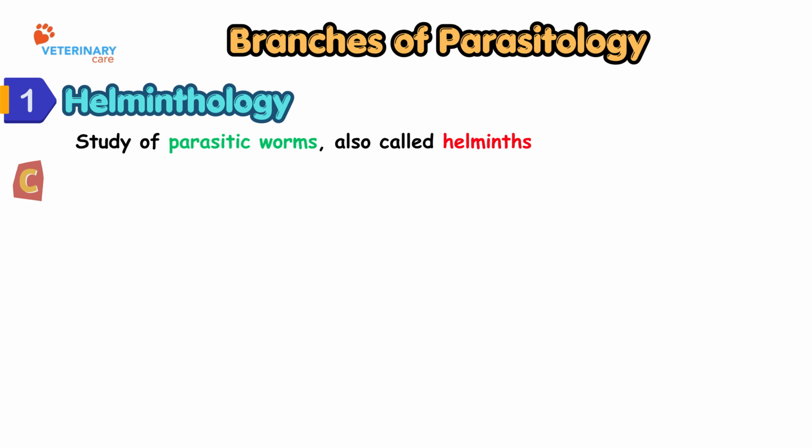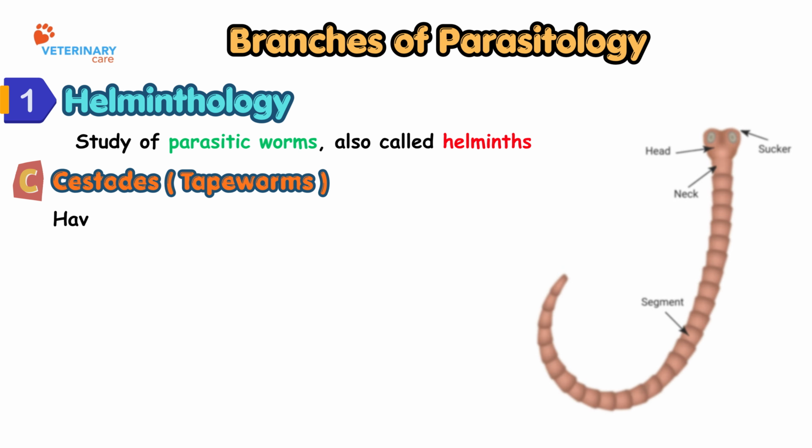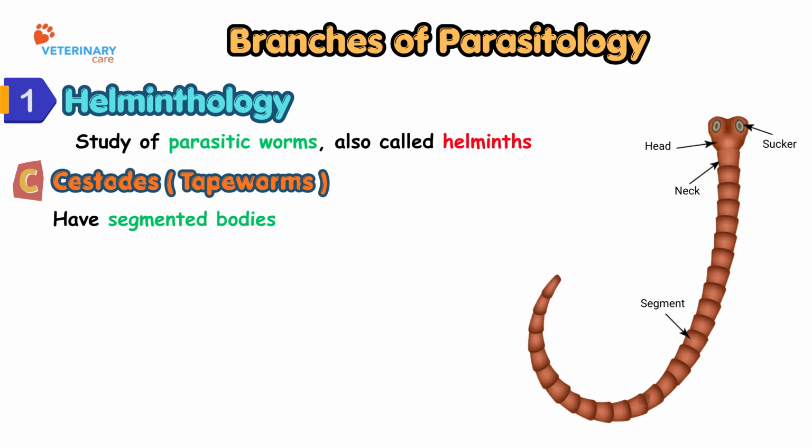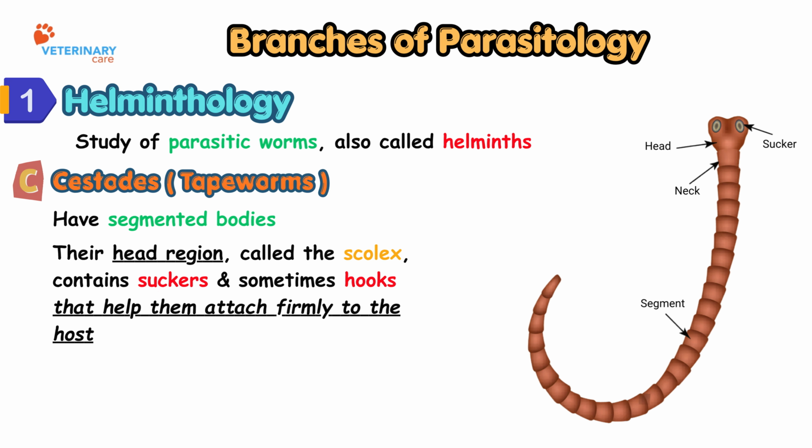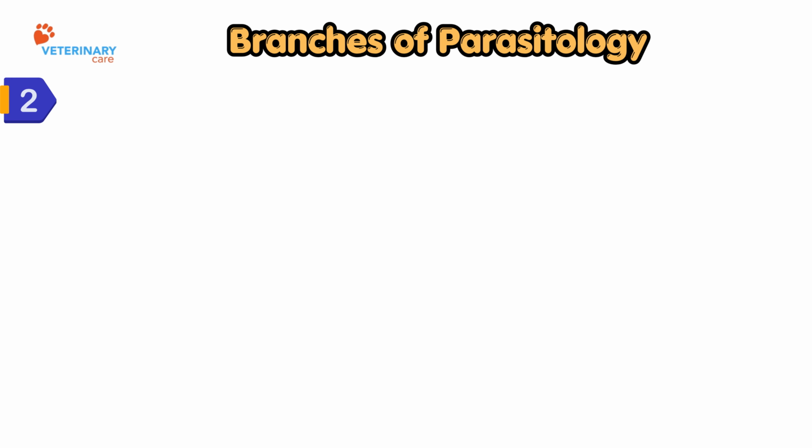The third group is cestodes, commonly known as tapeworms. Cestodes have segmented bodies. Their head region, called the scolex, contains suckers and sometimes hooks that help them attach firmly to the host. Now let us move toward the second branch called Protozoology.